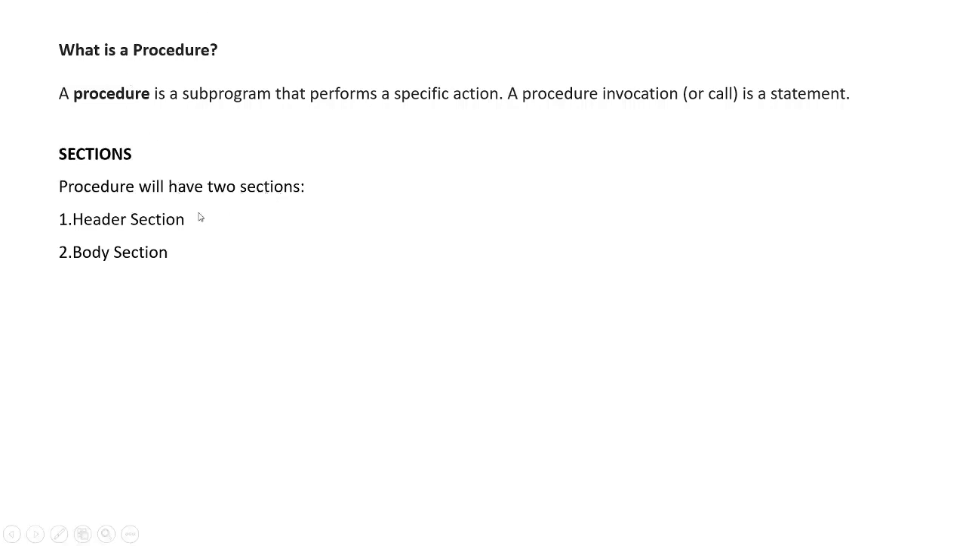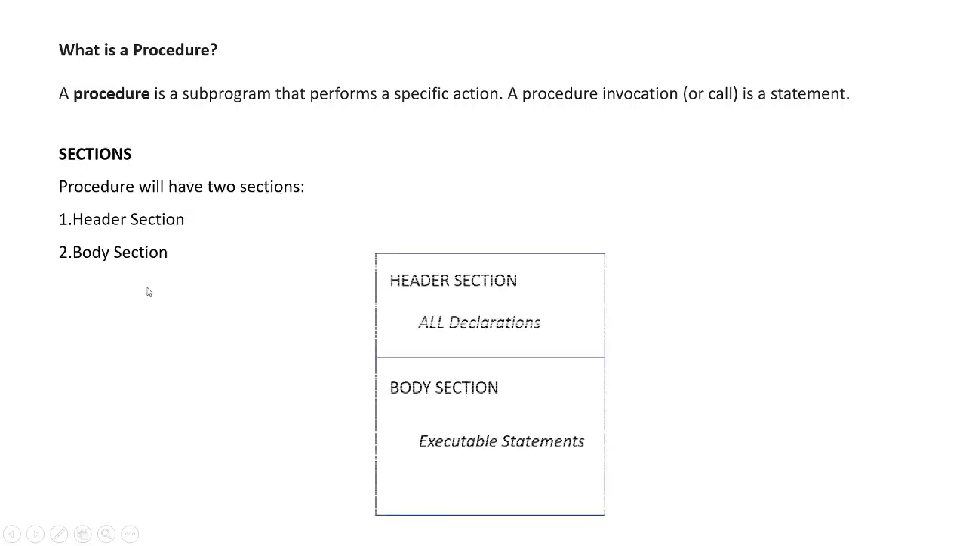A procedure will have two sections, a header section and a body section. The header section consists of all the declarations, whereas the body section consists of the executable statements. So all the declarations, the call, the parameters, passing the parameters, naming the block, these things we do in the header section. And whatever executable statements you write within the procedure, we are going to put them in the body section. Is that clear?